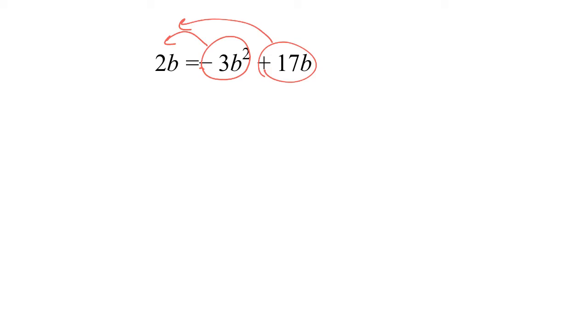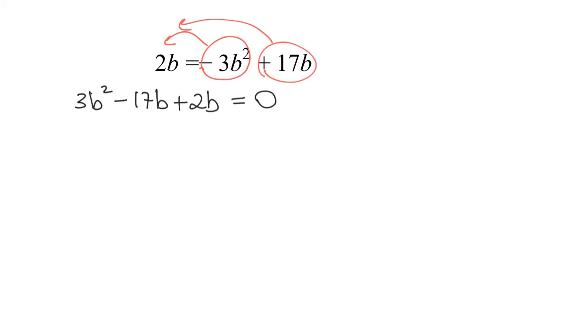Okay, so if I bring negative 3b squared over to the left, that's going to give me a positive 3b squared. And then I'm going to have negative 17b, and then we still have that positive 2b. So there would now be a 0 on the right-hand side because I've brought everything that was originally on the right-hand side over to the left-hand side. So again, before we start factoring, are there any like terms that we can put together?